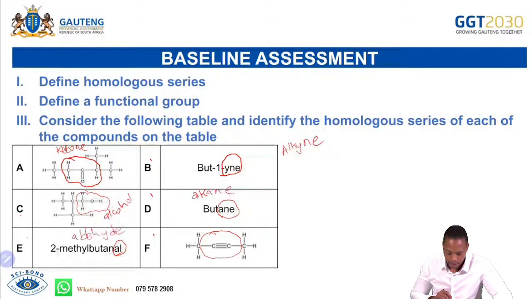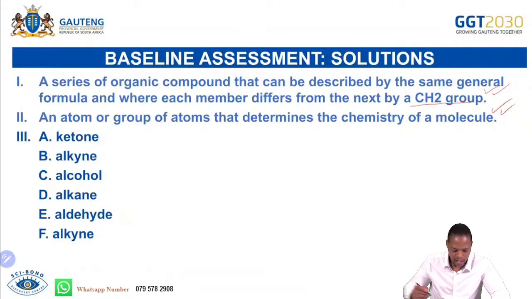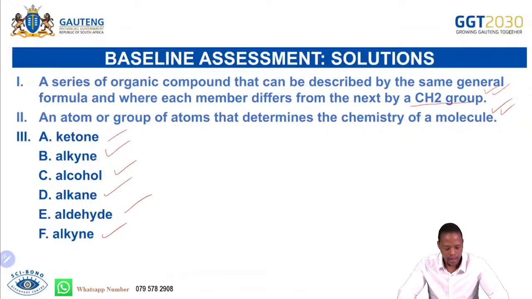And then lastly, F, you have the triple bond there between the carbon atoms. A triple bond tells us we are dealing with an alkyne again. So those are the compounds. We have been able to identify these homologous series by looking at the structure of the functional group, and also by looking at the name ending. These are things that we did in previous weeks, and you must be able to do these things by now. That's going to help you a lot as we embark on this lesson. So here are the answers: the ketone, the alkyne, the alcohol, the alkane, the aldehyde, and again the alkyne. Those are the ones that we're expected to get.